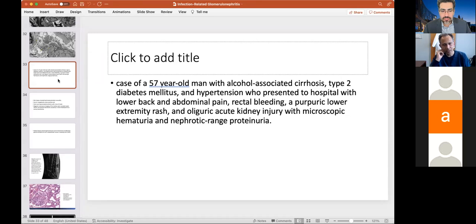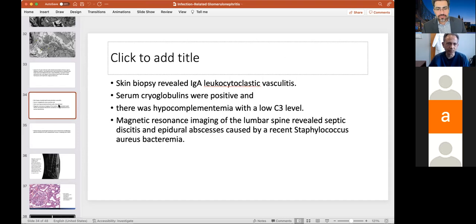So I have seen patients like this. This is not a patient I have seen, but I'm describing a patient similar to that. Sometimes a dilemma comes in how to diagnose. This is a case of a 57-year-old male with a history of alcohol-associated cirrhosis, diabetes, and hypertension. He was admitted with low back pain, rectal bleeding, some extremity rashes, and oliguric kidney failure, microscopic hematuria, and nephrotic-range proteinuria. Next slide.